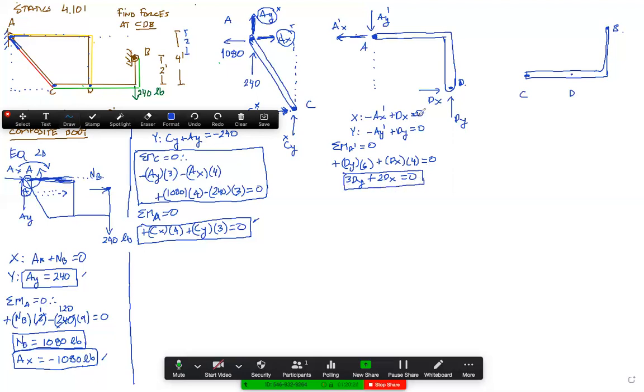So what can I write from here? Maybe I can do it. So x means that ax prime should be equal to dx, and ay prime should be equal to dy. So far I'm not doing anything. I'm not going to win a Nobel Prize out of it.